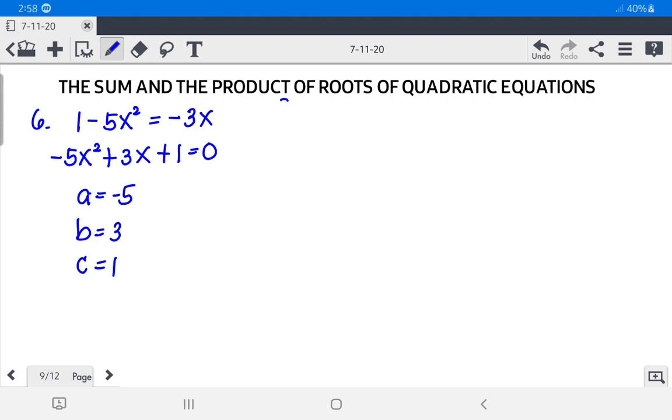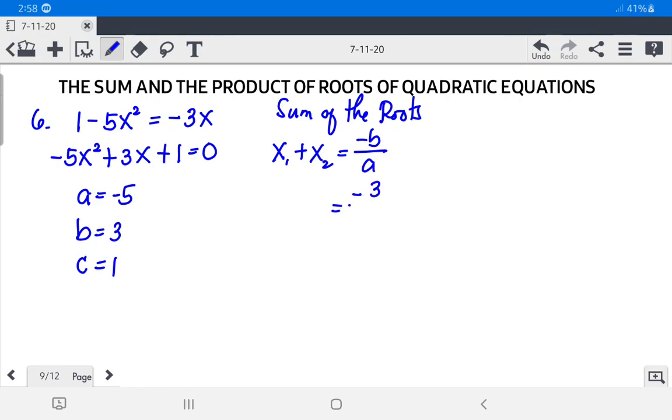To find the sum of the roots, again using the formula, x1 plus x2 equals negative b over a. The value of b is 3, over a, which is negative 5. So, negative 3 divided by negative 5 is positive 3 over 5. So, this is the sum of the roots.